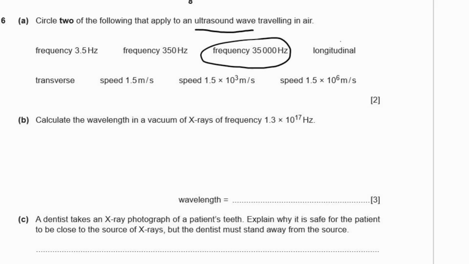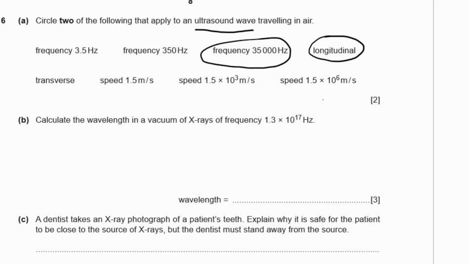Well, it's also longitudinal. There we go. The speed, you'll be looking at the normal speed of sound, which is about 330 meters a second. None of those are close. So two that apply are those two. Frequency 35,000 hertz, and it's a longitudinal wave.